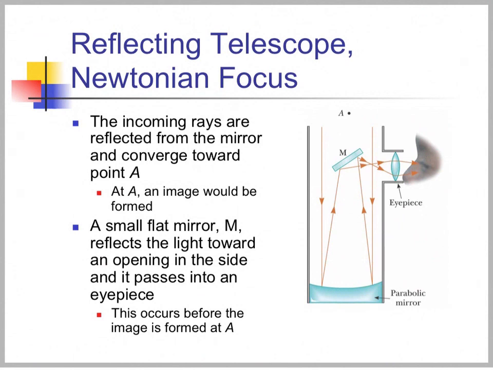Now, Newton developed the first reflecting telescope. And this is a picture of what his telescope looked like. The incoming rays come down and are reflected at the mirror and appear to converge at point A. So that's where an image would form if the light was allowed to go there. But we put a small flat mirror, M, that reflects that light to the opening on the side, and it goes through the eyepiece lens, and the eyepiece lens just allows you to focus it onto your retina.